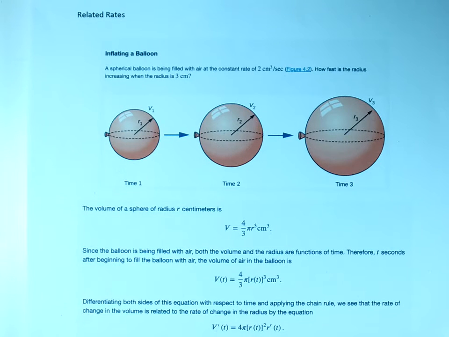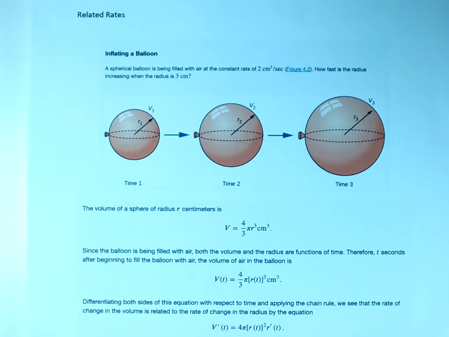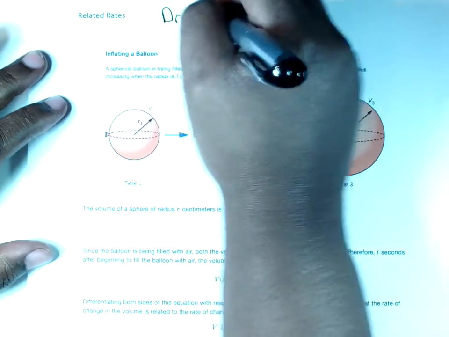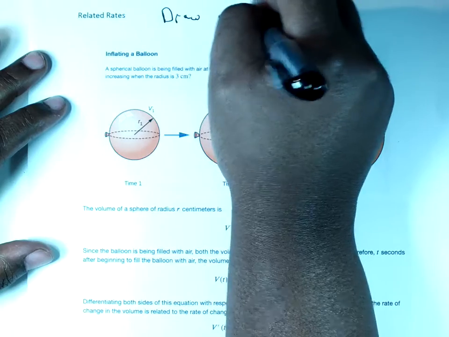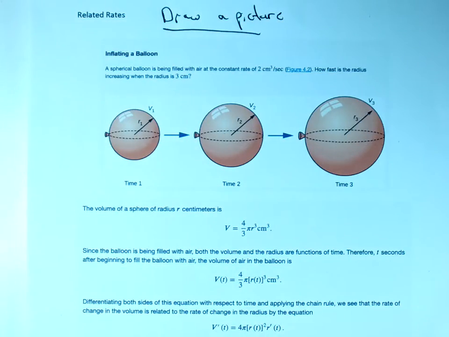So here's the second part of this section 3.6, and that is related rates. One of the things that's most important when you're doing these is, if you can, you should really draw a picture, because it's kind of hard to wrap your mind around what's going on. So you're going to draw a picture if you can, and then you're also going to make sure that you label things really clearly. So in this problem, we have inflating a balloon.